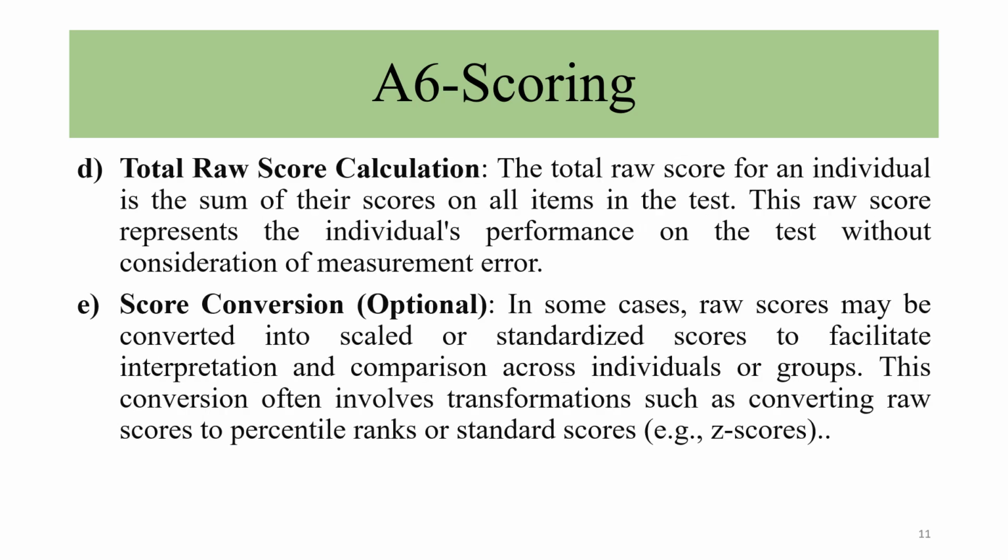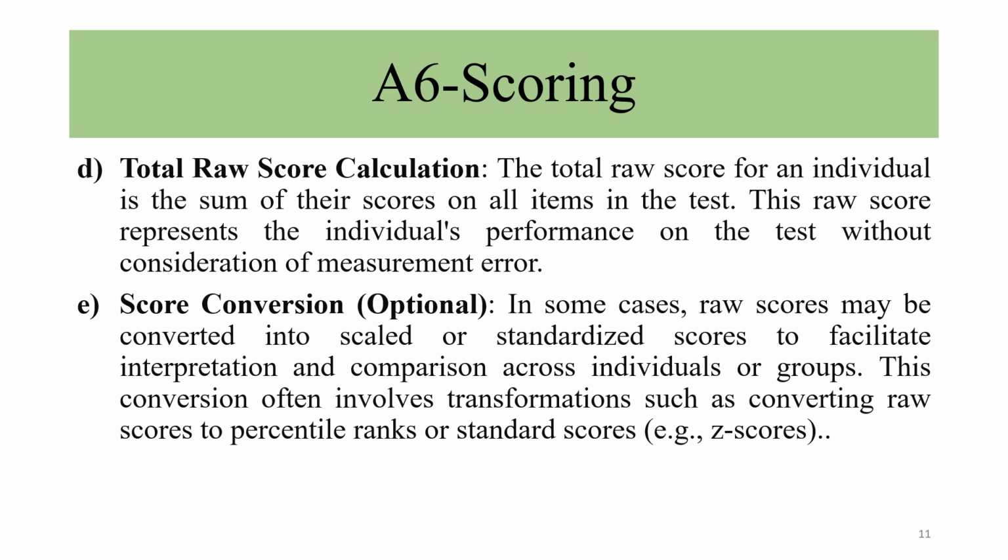Point D is total raw score calculation. The total raw score of an individual is the sum of their scores on all items in the test. This raw score represents the individual's performance on the test without consideration of measurement error. So in nearly all types of examinations, without consideration of the error, we report the marks or the score achieved by the individuals on the exam, test, or scales and all the measurements they take.